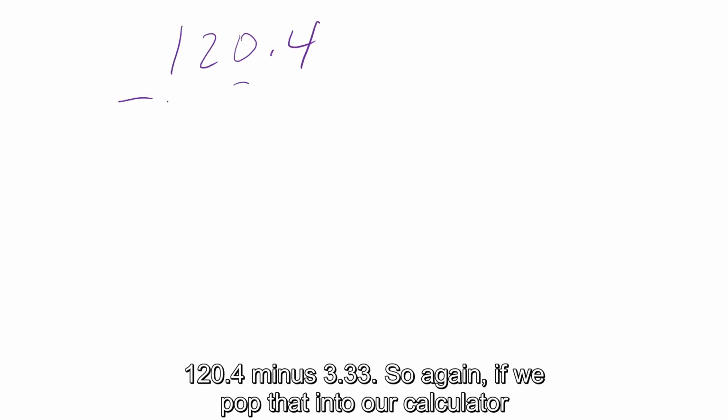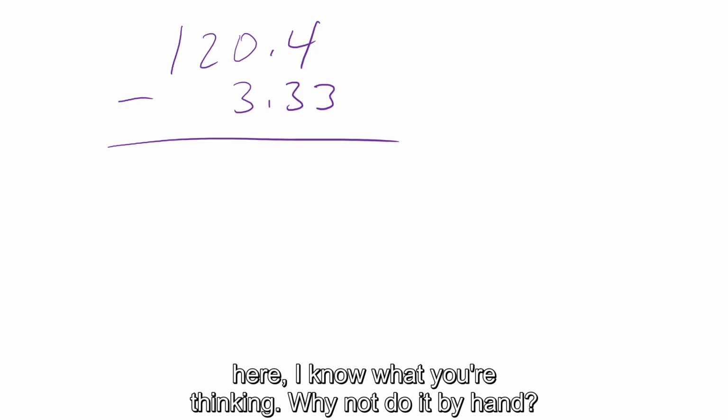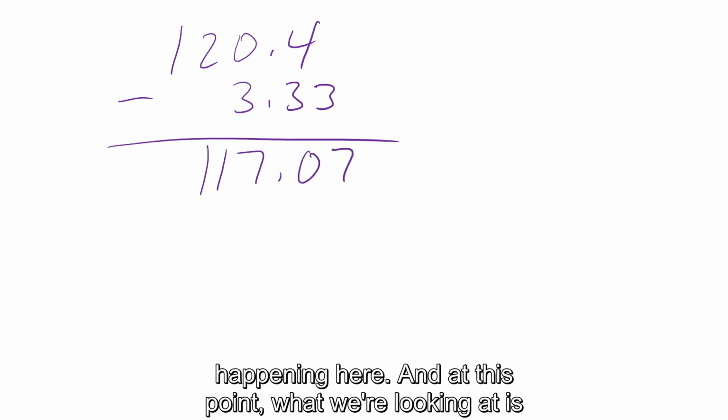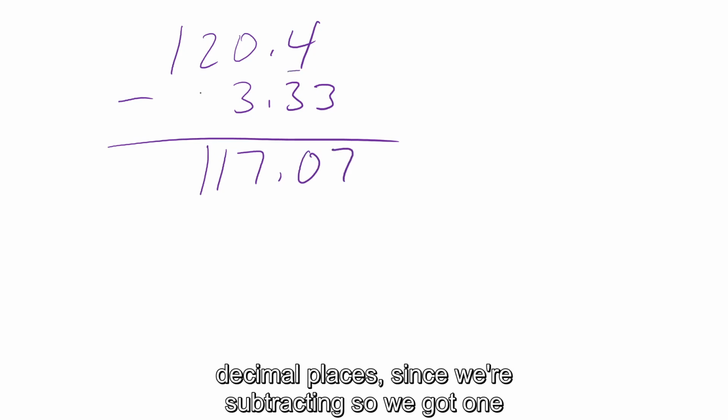120.4 minus 3.33. So again, if we pop that into our calculator here, I know what you're thinking. Why not do it by hand? I know. It's all right. I got a calculator. 117.07 happening here. And at this point, what we're looking at is decimal places since we're subtracting.